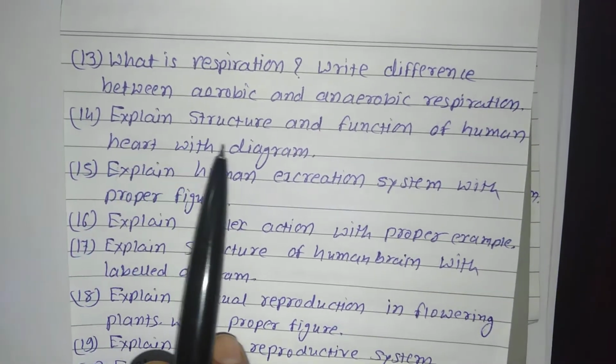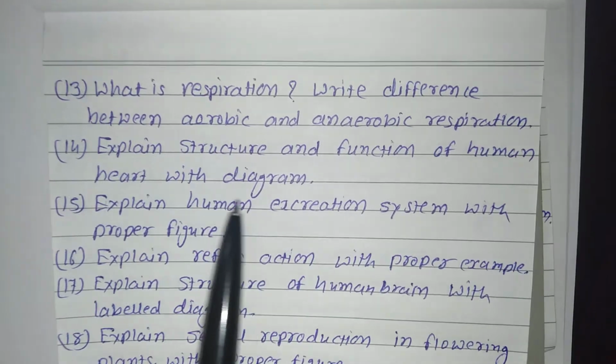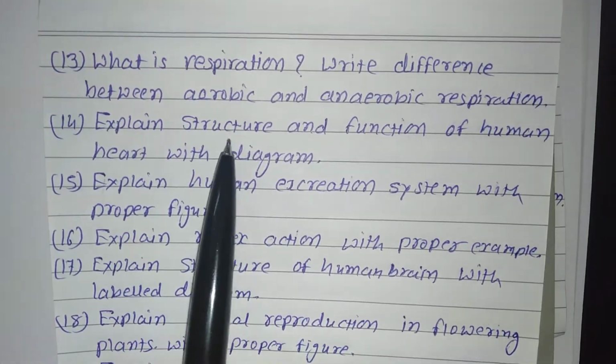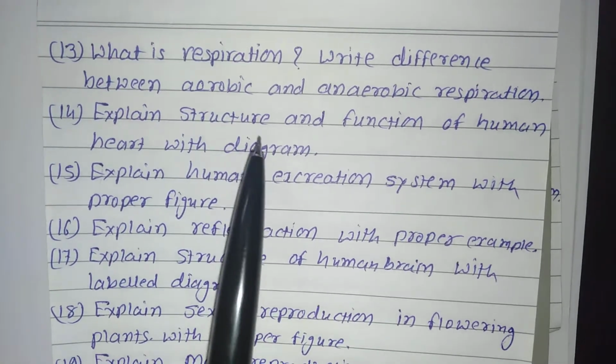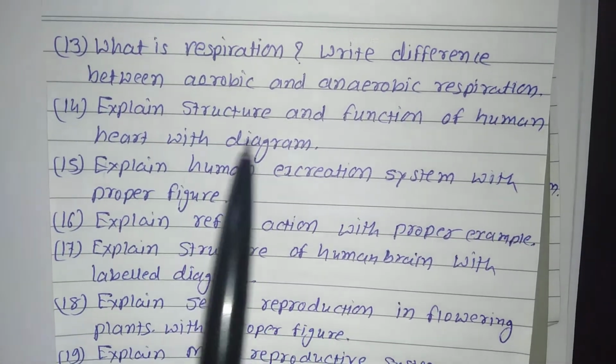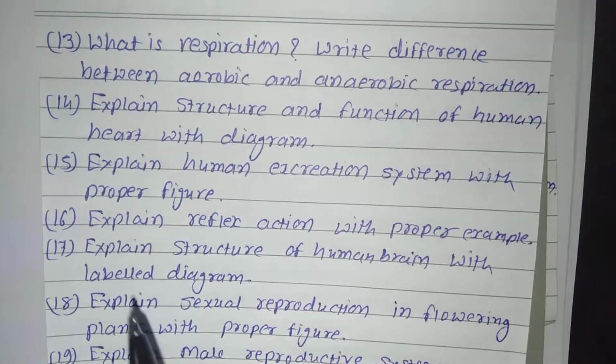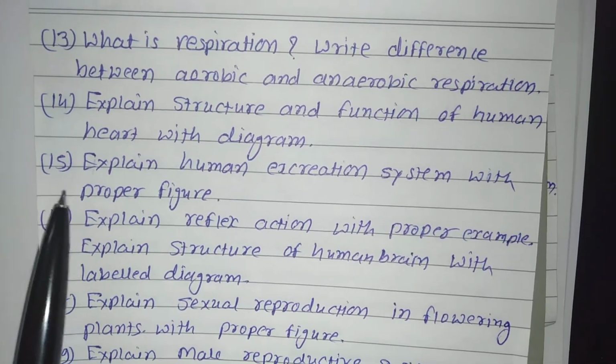Question 14. Explain structure and function of human heart with diagram. You have to draw the diagram of the heart, and then you have to explain its structure, that atrium and ventricles are present, left and right, both of them, and its function, that from where the blood has gone to which part of the body.